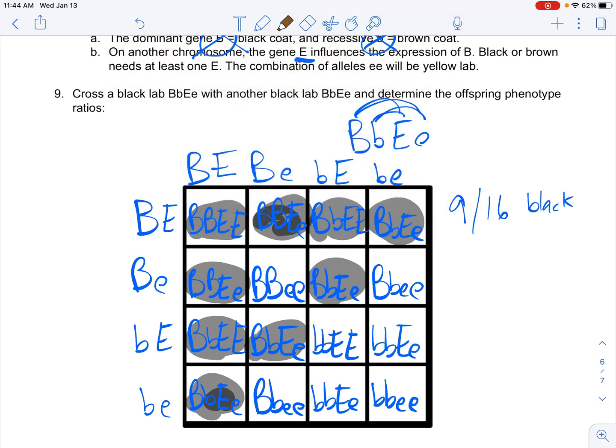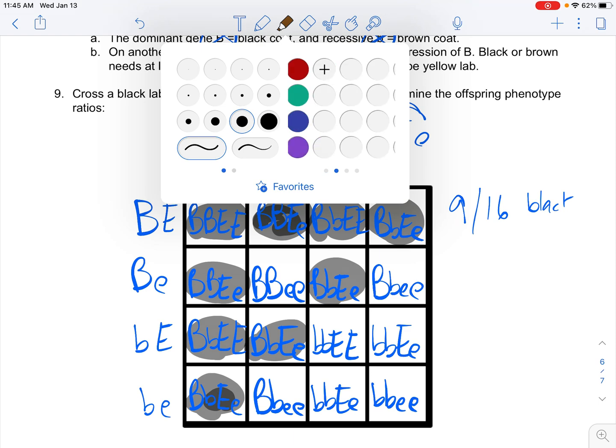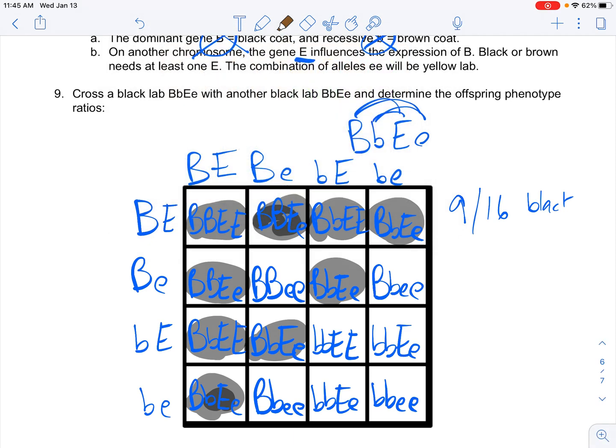And then how many are chocolate? Chocolate would be lowercase b's and one uppercase E or more. That doesn't really show up very well, so I'll try to use a different color. So chocolate. Okay, those are 3/16 brown, and then the rest are yellow labs because they don't have the uppercase E, so the coat color isn't expressed. So yellow labs for 4 of those.